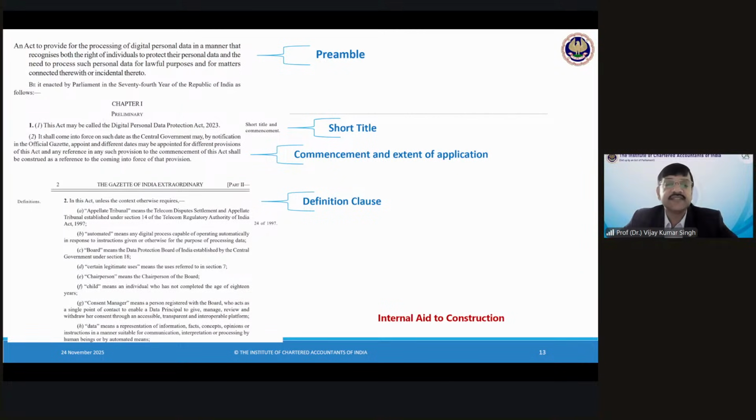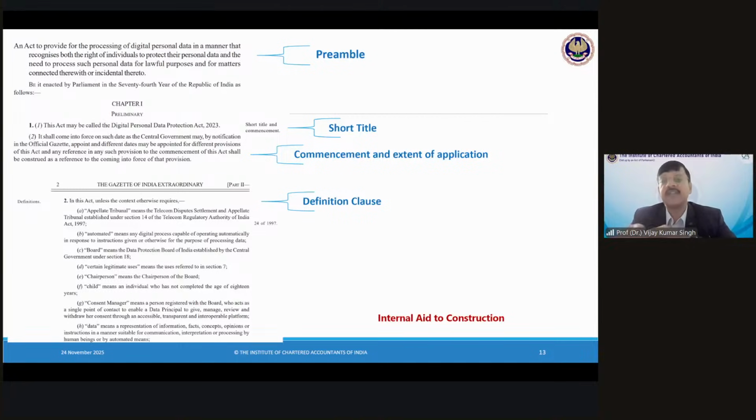Then in a legislation, generally you will find a definition clause, which is basically an internal aid to construction also. So these are all internal aids to construction because they are part of the legislation itself. So you can see here there is a definition clause, and this definition clause tells you about different definitions which are part of the legislation.